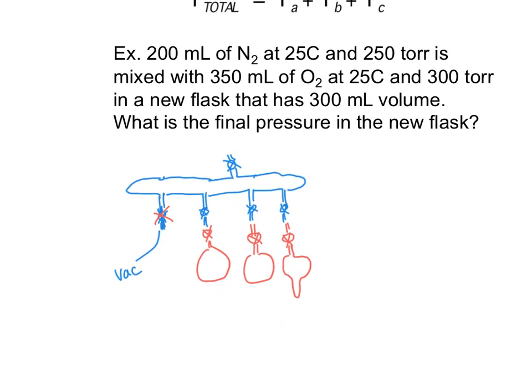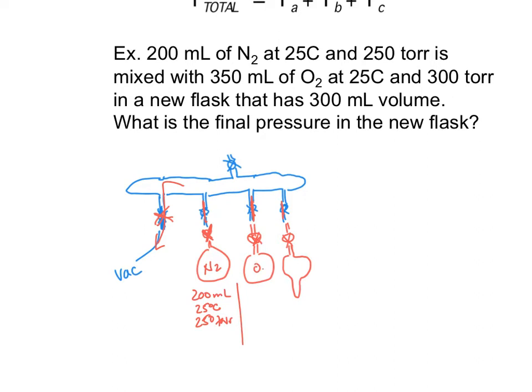So the idea here is, first of all, you're going to keep the red stopcocks closed. You're going to open these up here, and basically you're going to suck all the air out. You're going to pull a vacuum on this entire system up to these stopcocks right here, and then close it back up. So now you have a vacuum on the system. All right, so the first one contains nitrogen, and this is 200 milliliters. We have 25 degrees C and 250 torr. So those are the conditions for the first one.